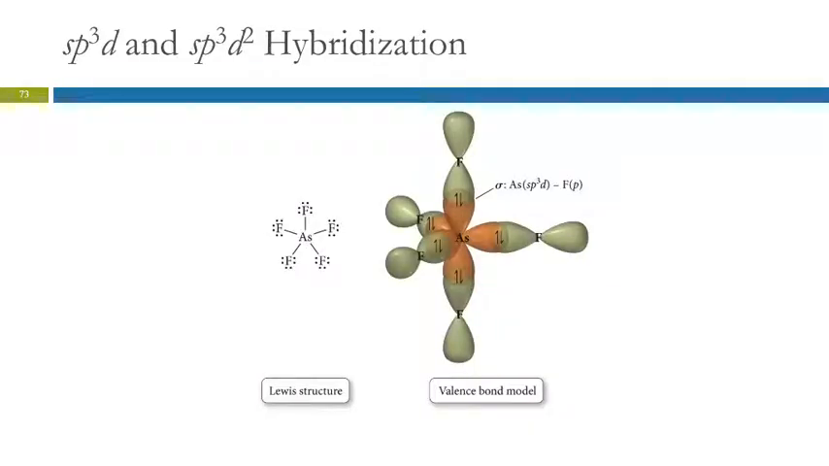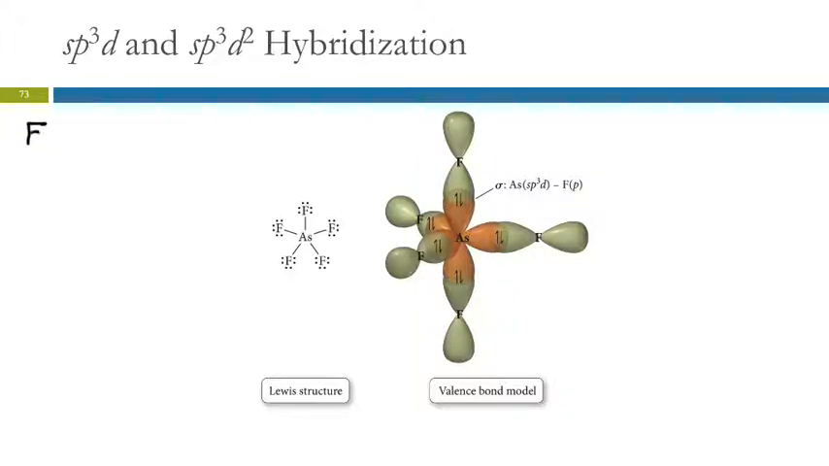So here we have arsenic pentafluoride. The arsenic is going to be sp3d hybridized, and so we're showing that here in the orange. I'm not sure why we changed colors now, but it should be purple. So each of those is going to have 1 electron that can overlap with fluorine. So let's just look at these.